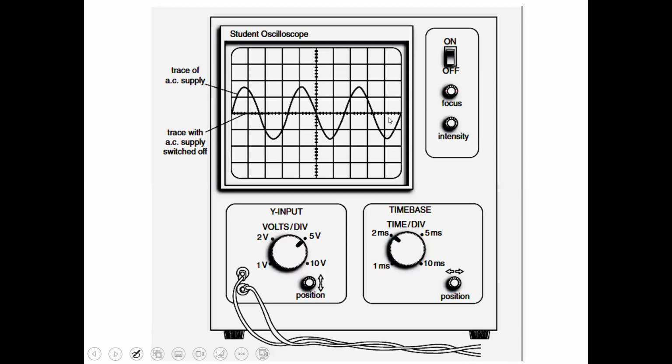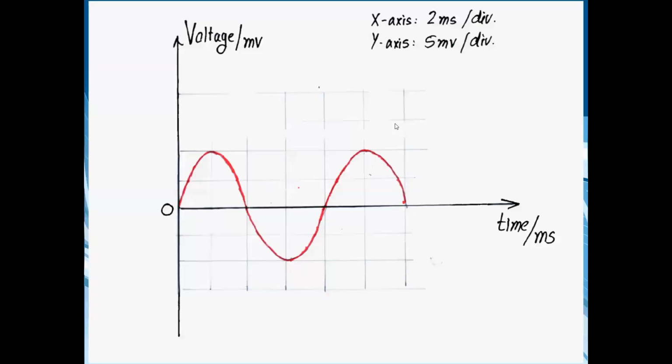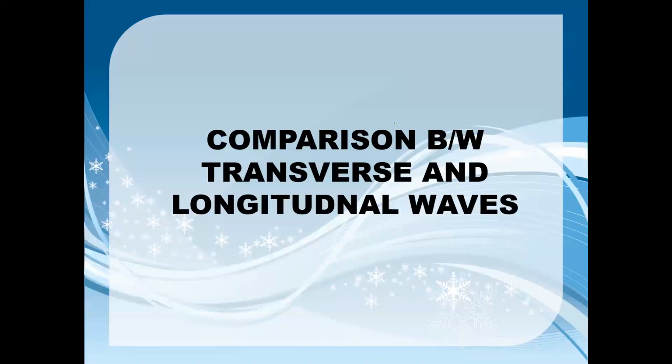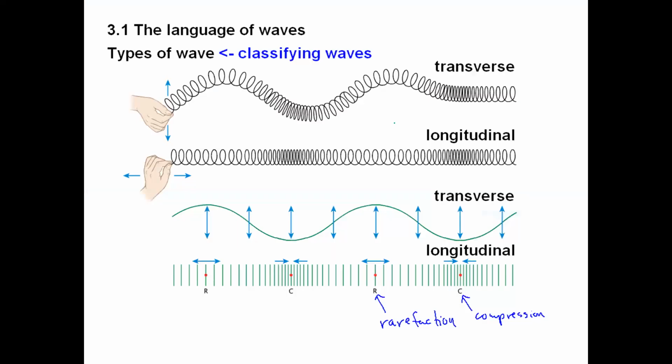Done, sir. So this was our topic. We had a concept: count the divisions for one cycle, multiply with the scale, and you will get the time period. Comparison between transverse and longitudinal. This is an oral discussion. Look at the first diagram, transverse, and the second, longitudinal.